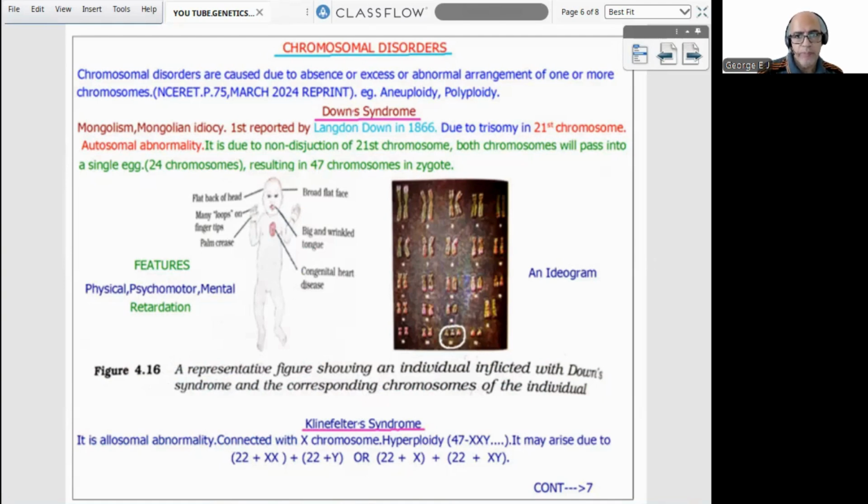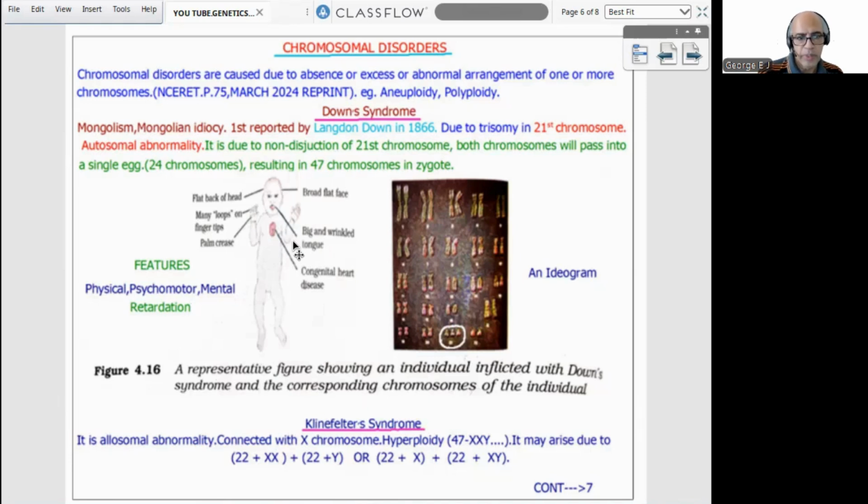an autosomal abnormality. The trisomy comes from non-disjunction of the 21st chromosome. As a result, both chromosomes pass into a single egg, where the chromosome number becomes 24, resulting in 47 chromosomes inside. So it is hyperploid. And this is the diagram given in NCERT, an individual with typical Down syndrome. These features are very common for exams.